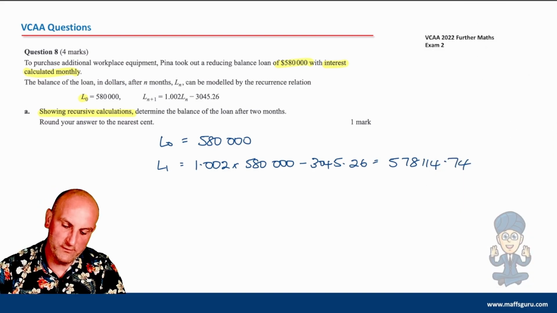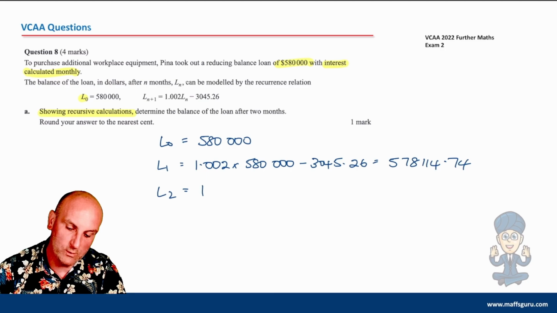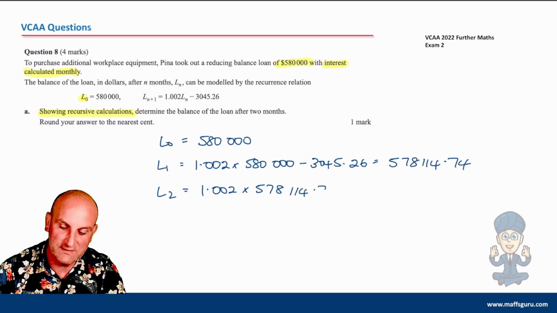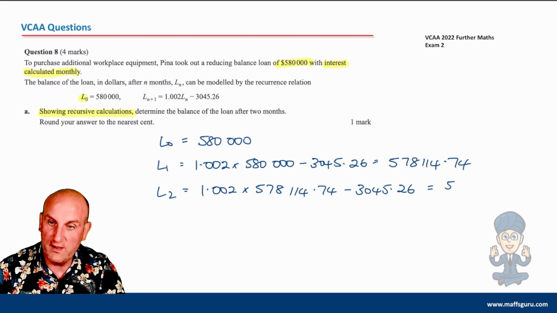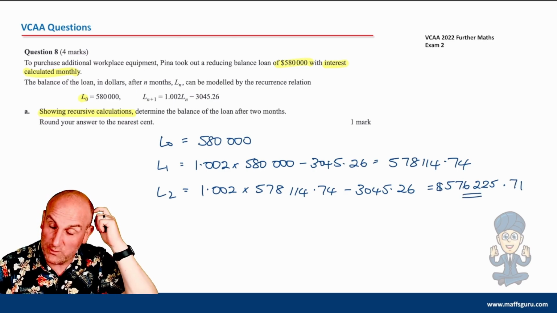And then what does it want? The first 2 months. So I've got to do another one. So I do 1.002 times my previous answer, 578,114.74 minus 3045.26 equals, I'm just going to hit enter on my calculator, guys, so I don't need to bring that up, would give me 576,225.71. And there we go, put the dollar signs in probably, but that's what they want.